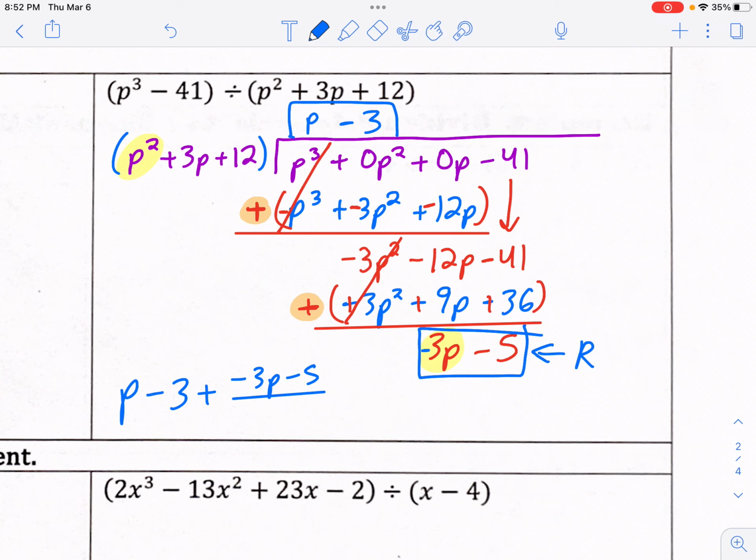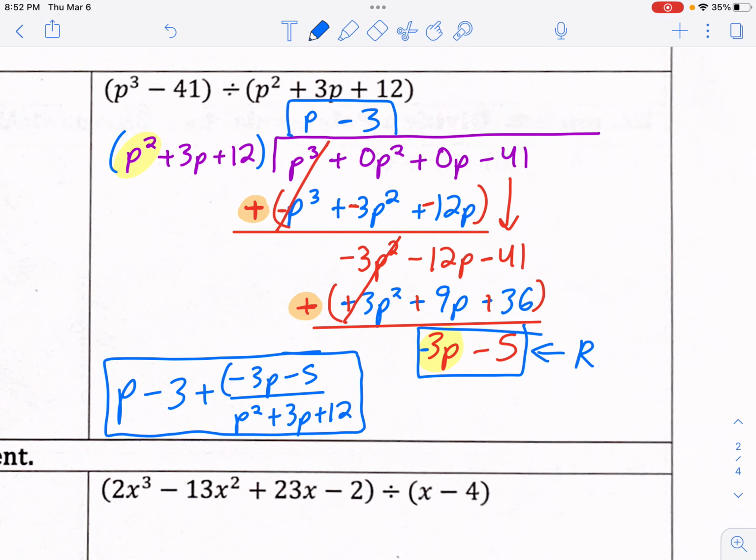All right. So negative 3p minus 5. Again, we're going to keep it simple for right now. Over p squared plus 3p plus 12. This is going to be it. So we are going to add our remainder. Now, what you could do if you wanted to, you could notice that everything is a subtract sign on top. If you wanted to, then you could factor out that negative. So you could also get p minus 3 minus positive 3p plus 5. Again, you could also get this.